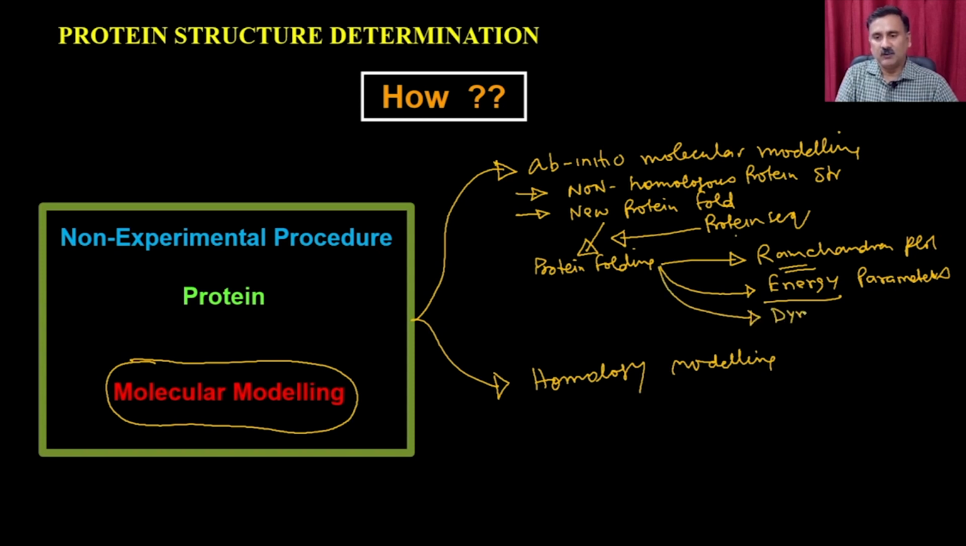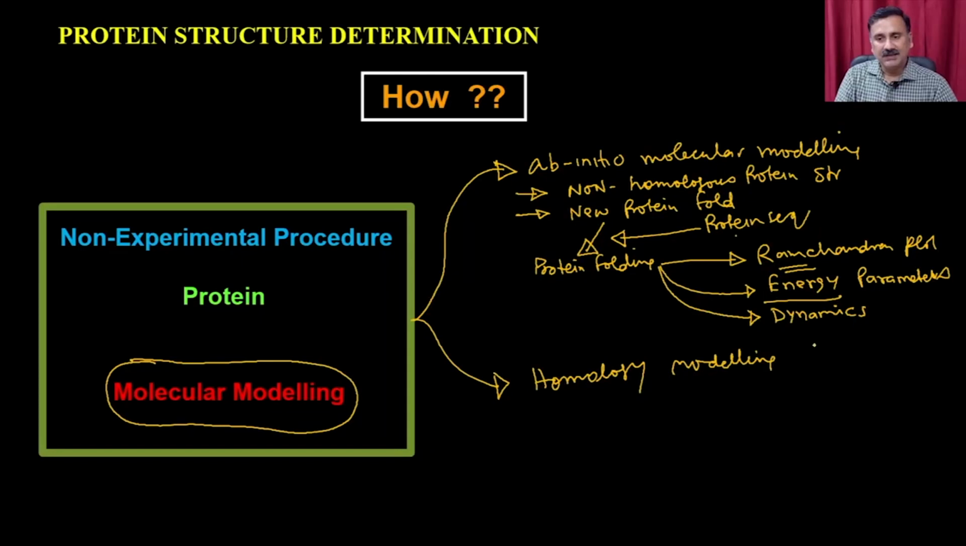Apart from this, they are also going to use dynamics. So they are also going to unfold the protein and then again put it under molecular dynamics simulations, and that is how they are going to use it. These are the three robust tools to predict the protein folds, and once they predict the protein fold, eventually they are going to get the 3D structures.